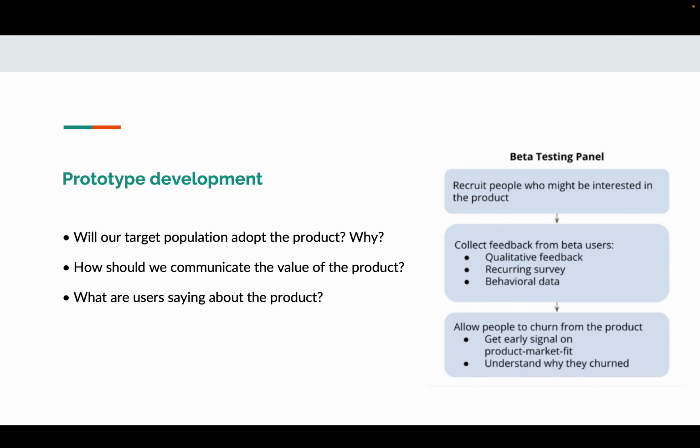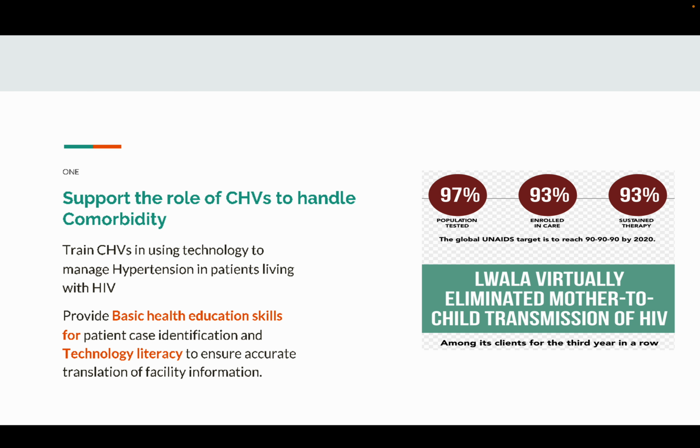These are just examples. So then, based on all that information, the diagram you see on the right is just showing the success of Luala in its HIV projects. So because of that success, we were relying on their use of technology to help inform hypertension treatment. So what did we think should work?